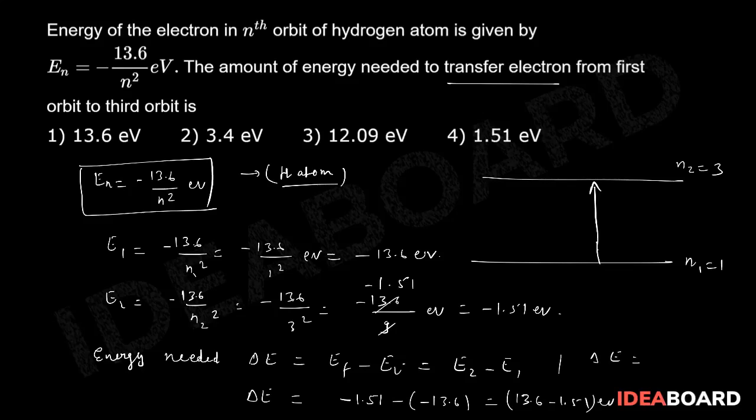So delta E is going to be 12.09 electron volts. So if we want that electron should go from 1 to 3, then there has to be 12.09 electron volt energy. Okay, so option number 3 has to be the right answer.